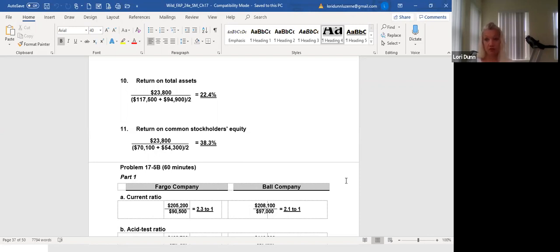Do the same computation for Ball Company. Cash, 36,500. Accounts receivable, net, 79,500. Inventory of 82,000, and their prepaid expenses, 10,100. So 208,100. Divide that by their current liabilities of 97,000. So 2 to 1. So again, what does this ratio mean? Anybody want to take a stab at it?